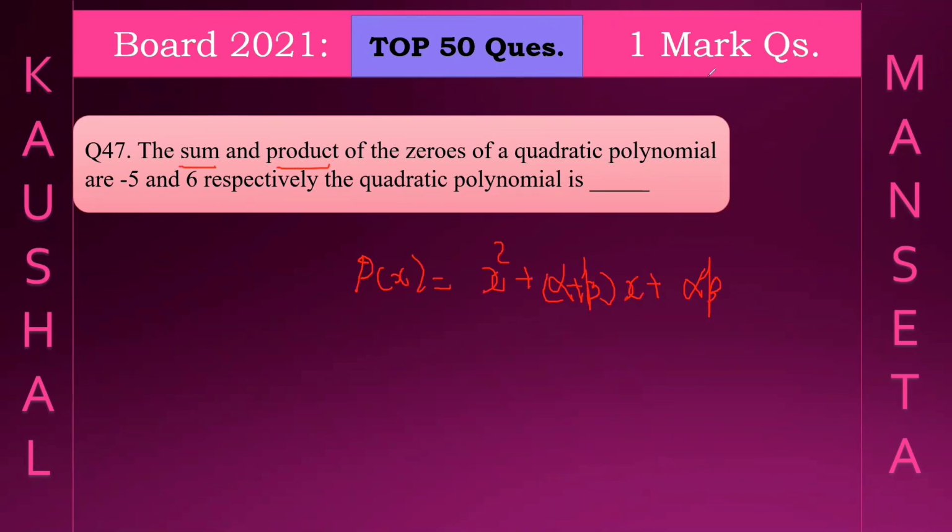I'm sorry, here not plus, you should use the minus sign. Sometimes you can also write k times x square minus alpha plus beta x plus alpha beta. So put the value of alpha plus beta as -5, the sum is given as -5. So x square, here minus minus will be plus, so x square plus 5x plus the product, which is given as 6. So x square plus 5x plus 6 is our answer. Got it?